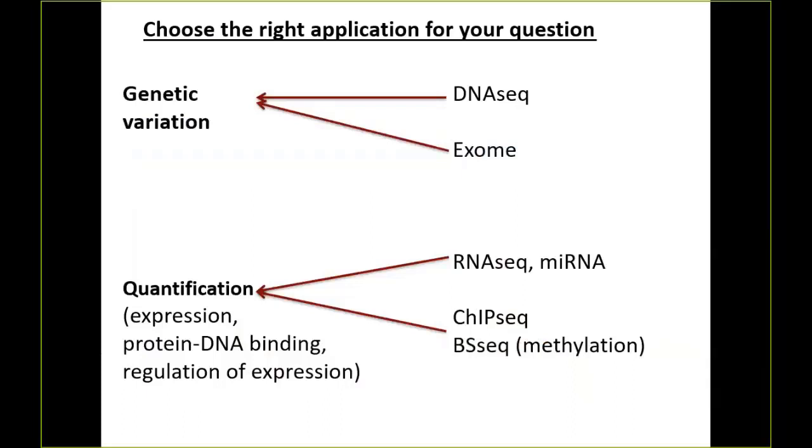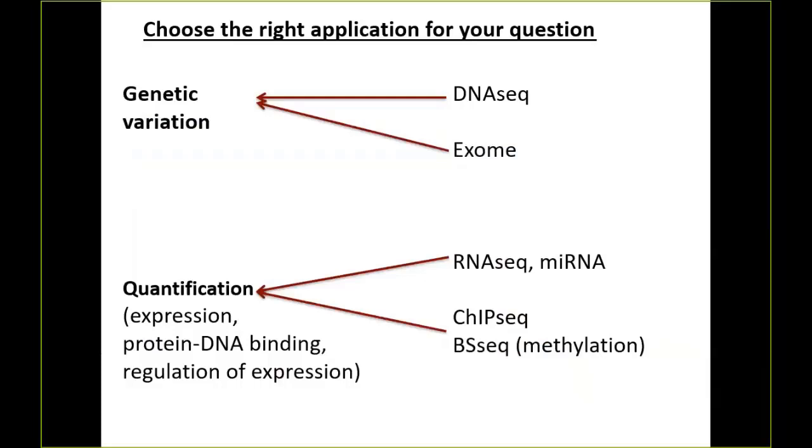So the lesson here is choose the right application for your question. If you're looking for genetic variation, you probably want to do DNA-seq or exome. With DNA sequencing or exome, you're looking at just the straight DNA. You have certain expectations that come with it. You expect there to be 2 copies of every gene if you're dealing with a human, one from mama, one from papa, and because of that, you're not expecting to see things present in very different amounts.